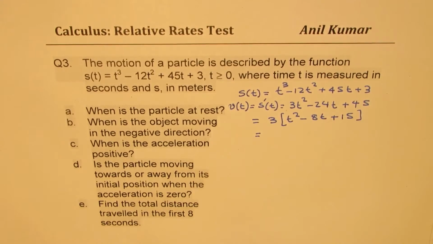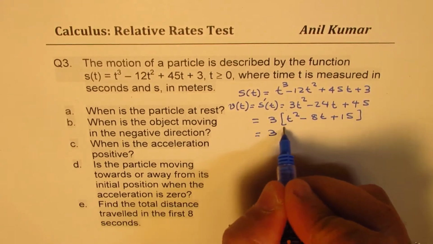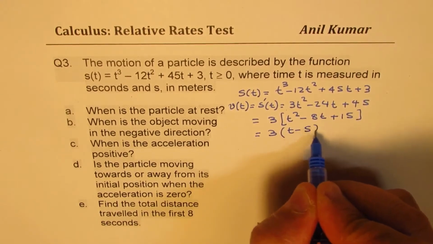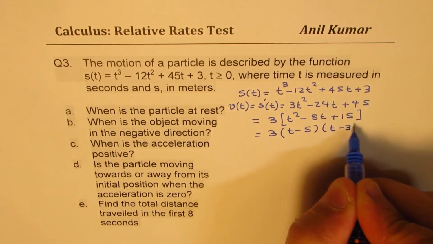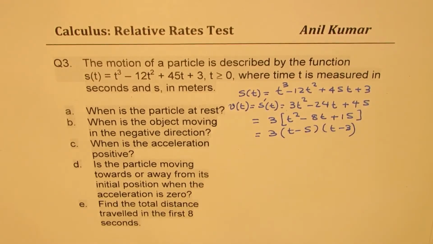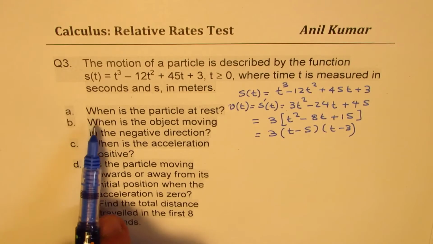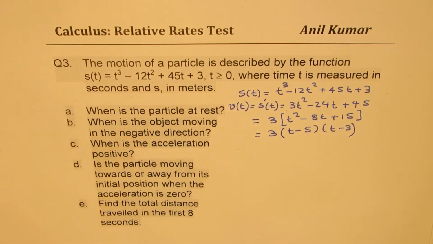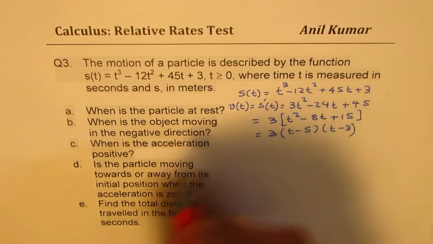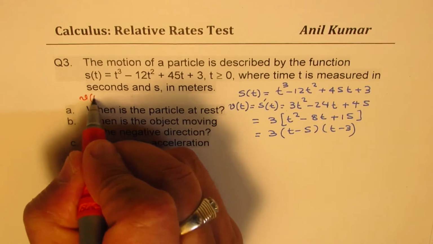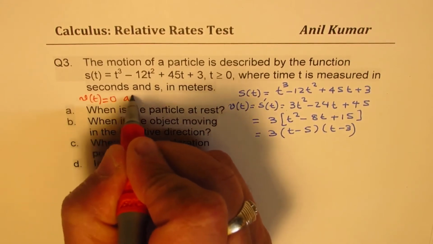Now 15 means 5 times 3, so we could even factor this: t minus 5 times t minus 3. So that becomes the velocity function. Now part A, when is the particle at rest? At rest, we know velocity is 0, right? So for part A, v of t should be equal to 0.